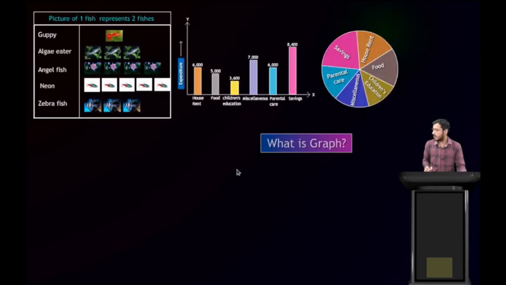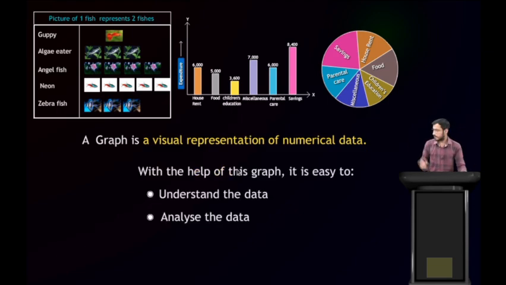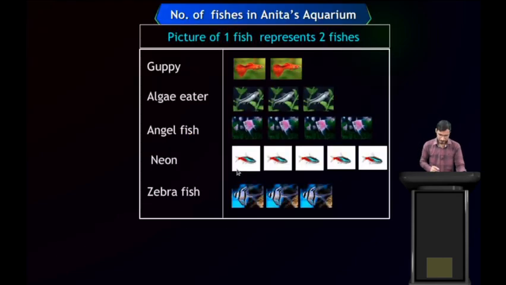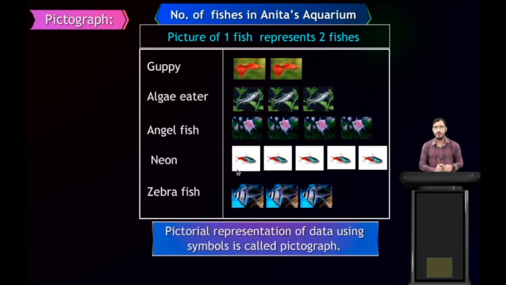So what is a graph? A graph is a visual representation of numerical data. With the help of a graph, it is easy to understand and analyse the data. Now you can see here Anita's aquarium, so it's a type of pictograph.